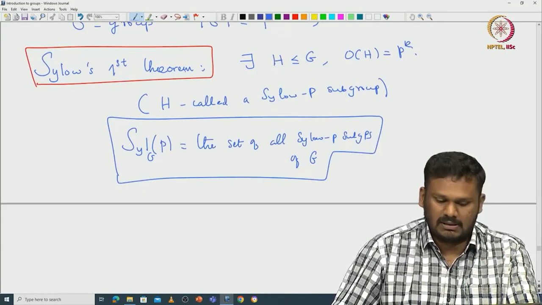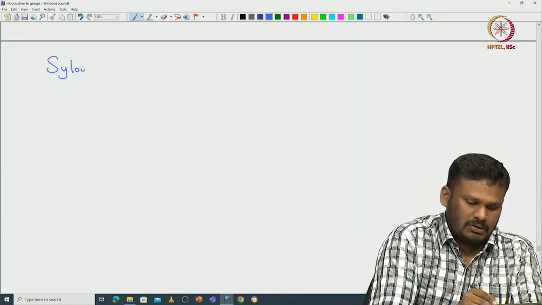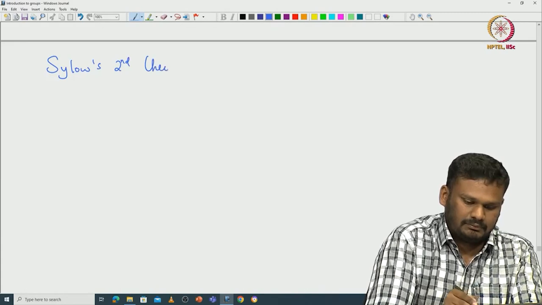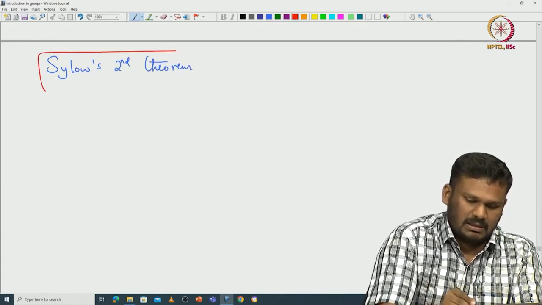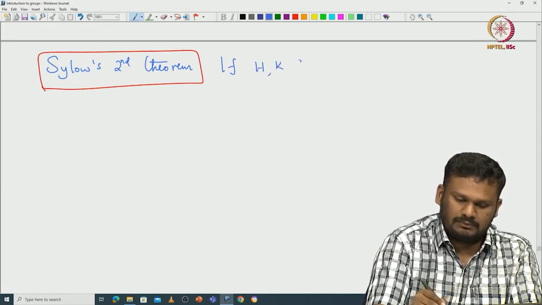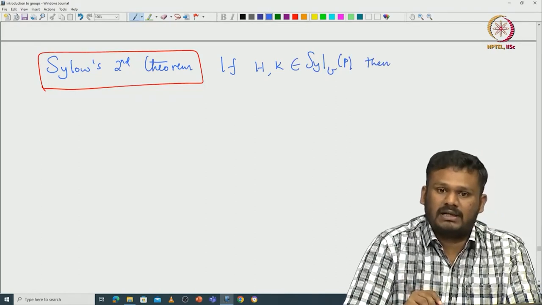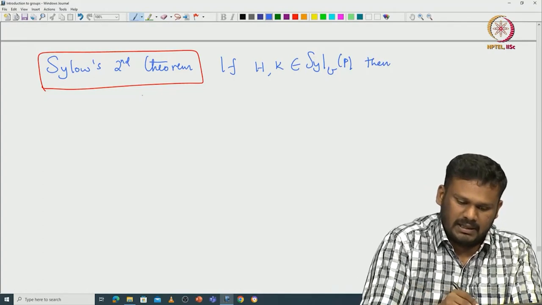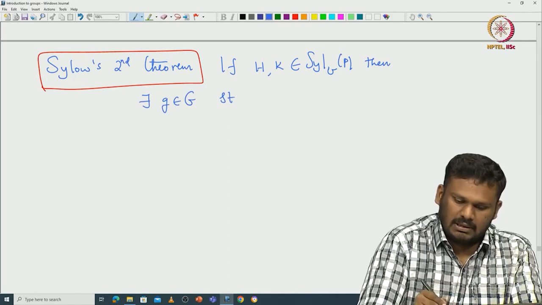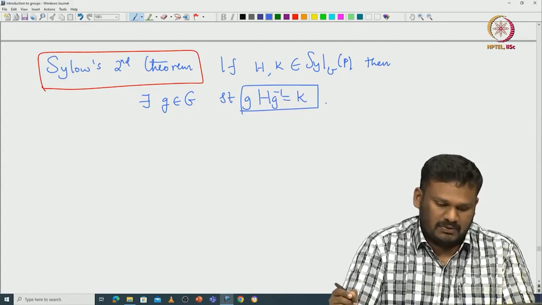The second Sylow's theorem says there is a relationship between any two given Sylow groups. Let me state the second theorem. Sylow's second theorem asserts that if we take two Sylow P subgroups H and K, then they are conjugate inside the group G. That means there exists g in G such that gHg inverse equals K. So they are conjugate under the inner automorphism defined by this g.